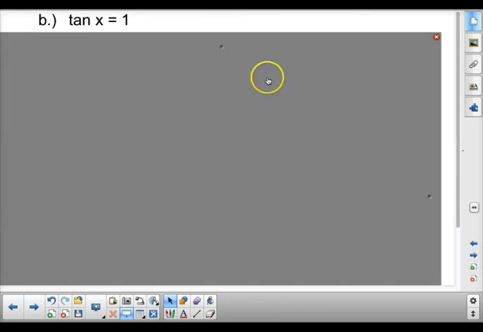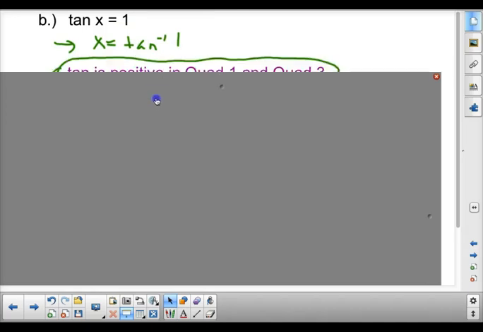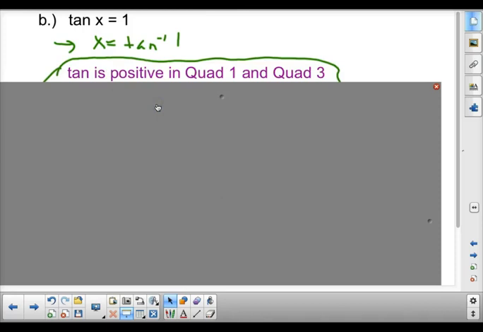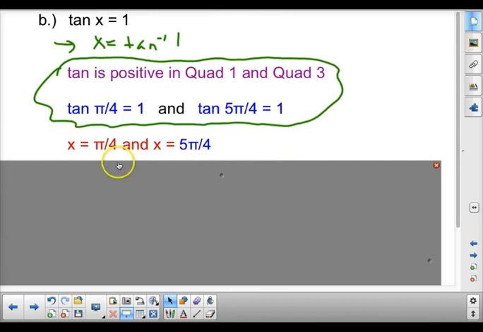How about the tangent of x equal to 1? Now remember, I'm still going from 0 to 2 pi, so where on the whole unit circle is the tangent of x equal to 1? So I'm going to think about x as the inverse tangent, or the arc tangent of 1. And tangent is positive in quadrants 1 and 3, so I'll look in quadrants 1 and 3. And the tangent of pi over 4 is 1, and the tangent of 5 pi over 4 is 1. Therefore, my solutions are x is equal to pi over 4, and x is equal to 5 pi over 4.